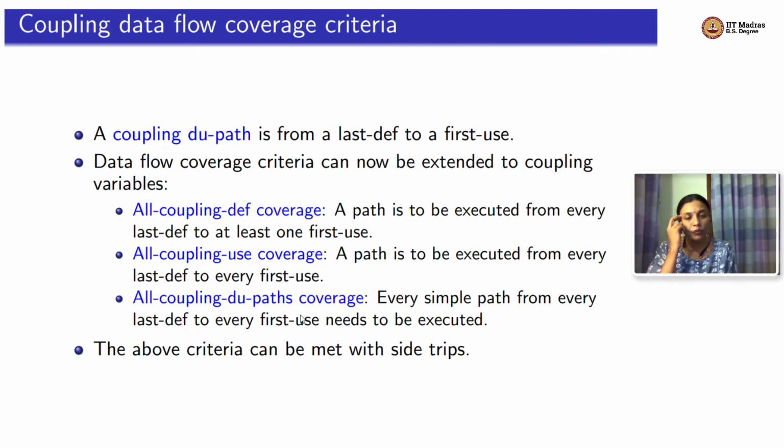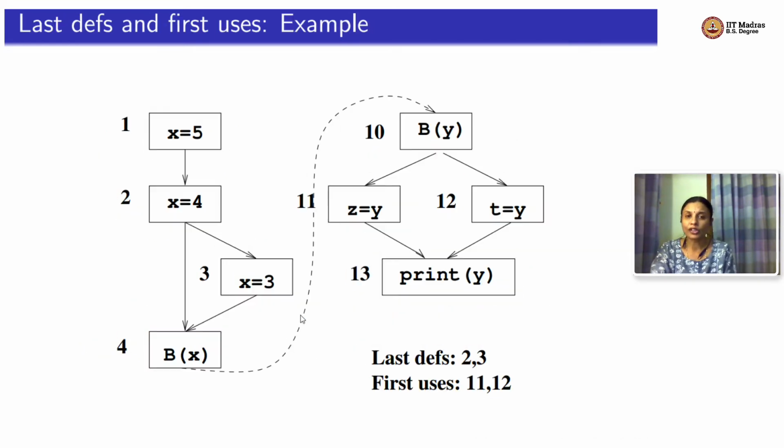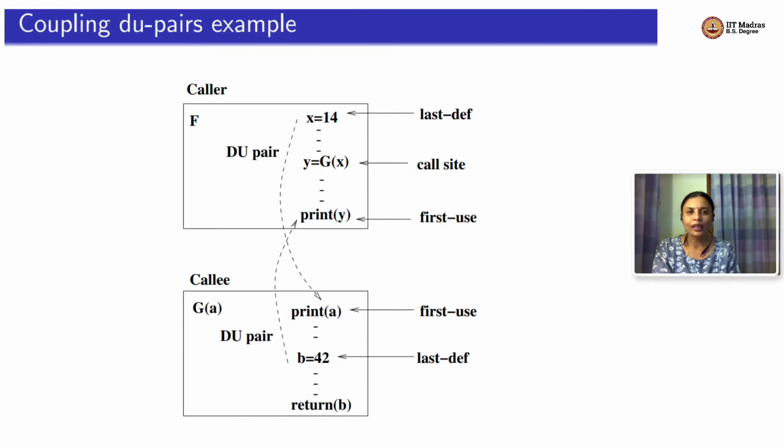So now we are interested in the same data flow coverage criteria, that is, tracking from definition to use, but we're not going to do it for variables within a method. We are going to do it for coupling variables. Here x gets coupled with y. In this example, x gets coupled with a and b gets coupled with y. So we're going to consider coupling variables, which are basically the same variable; they just assume a new name on the other callee site. And we consider the last definition and the first use. And this is the data that flows through the call interface.